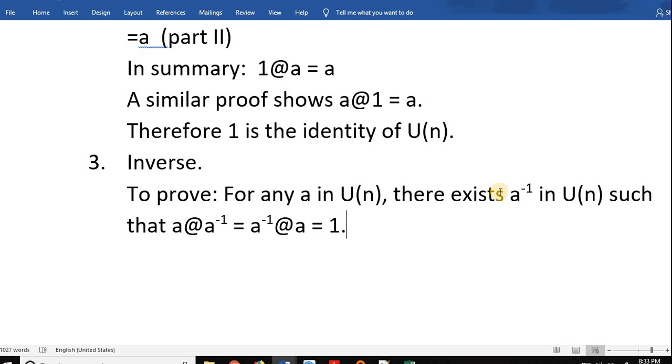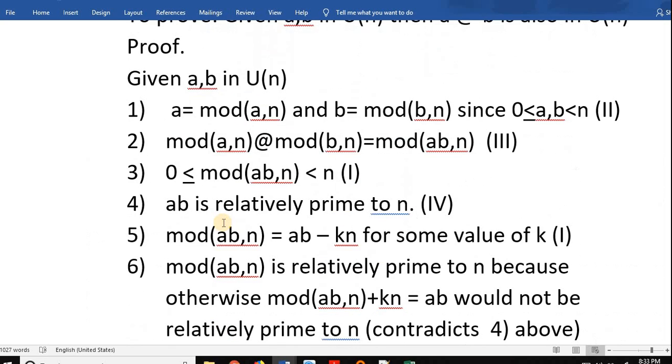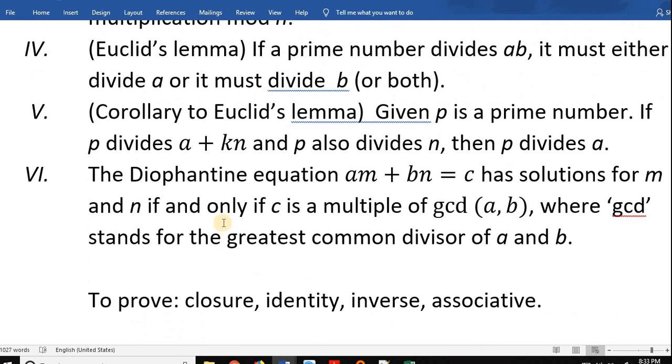For any A in U of N, there exists an A inverse. Now, you can't just say A inverse always multiplies A to give 1, because you haven't shown that there is an A inverse. You haven't shown what this is. You have to show that there is an element in U of N that satisfies these conditions. So let's go back up and see the theorems that we have and see what we're going to be able to use.